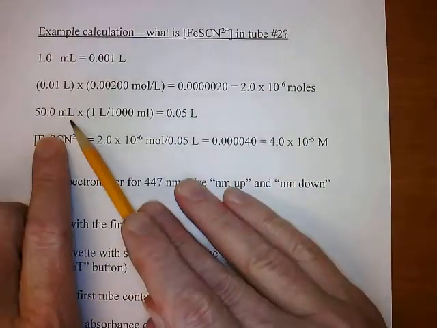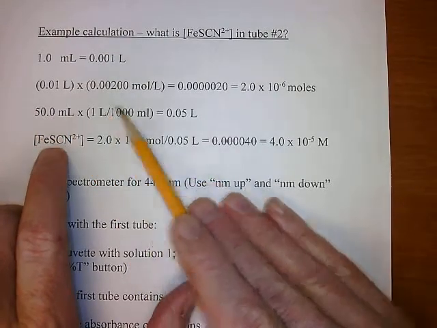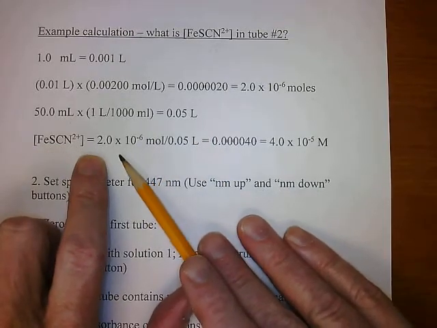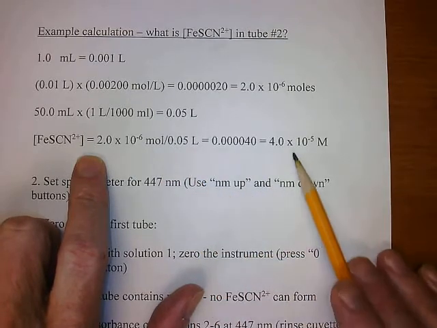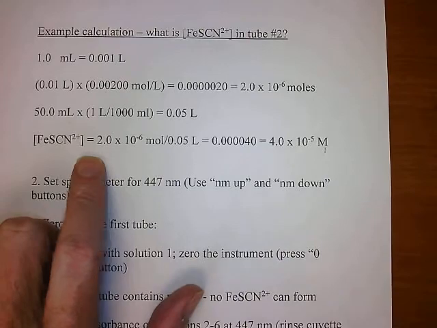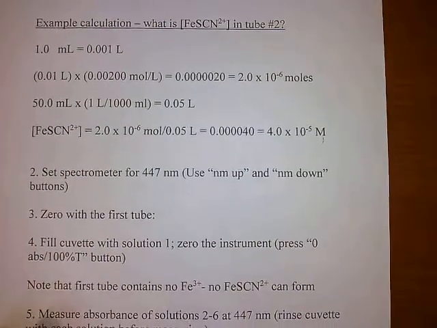Then we take the 50 mils, right? We're diluting each flask to the 50 mils total. 50 mils is 0.05 liters. So 2 times 10 to the minus 6 moles divided by 0.05 liters is 4 times 10 to the minus 5 moles per liter. That's the calculation for the second tube.